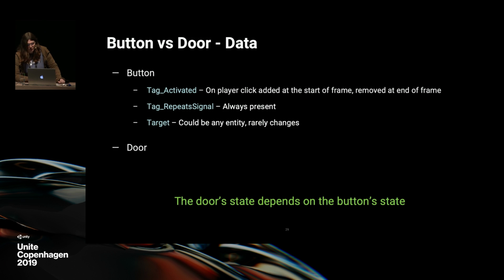So we also need to know the entity that the button points at, its target, because that is where it is sending the signal. And the door has no data on it. The door is no data. It's just an entity, essentially. And that's fine. It will have data once we add the tag activated component. That's what we're trying to accomplish. It'll have its own data, but in the context of this transformation, the door doesn't contribute anything.